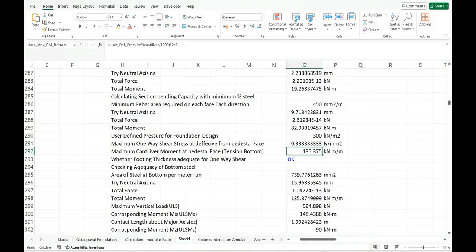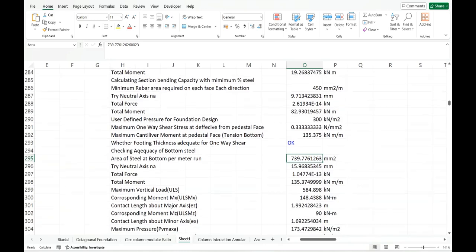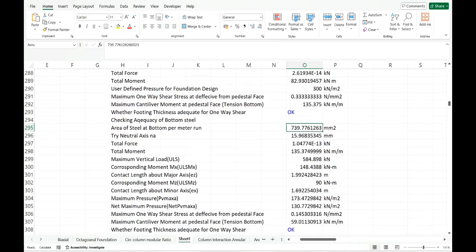Now if you see, the area requirement is 739.776 mm squared, and for that the neutral axis is 15.968, with total force equated to 0, as we can see, which is 1.04 times 10 to the power of minus 13, which is negligible. So practically it iterates these values and satisfies the equilibrium condition of zero force and moment, which is 135.375, and for that moment it calculates this reinforcement and area of steel.